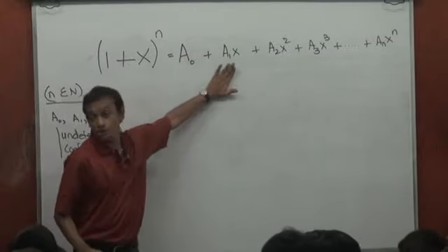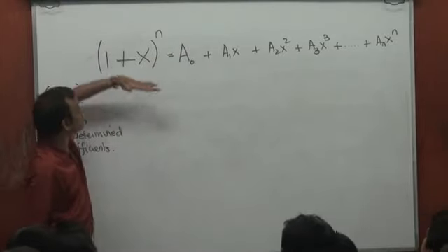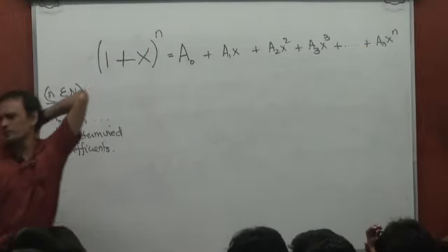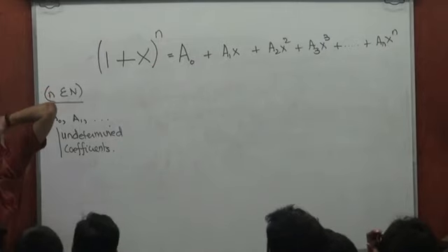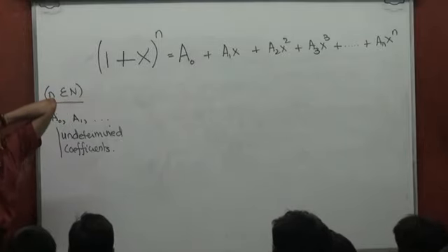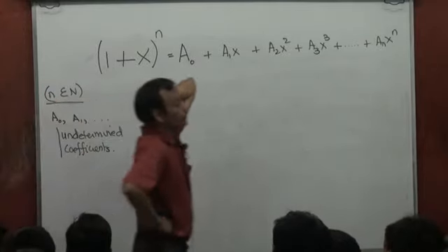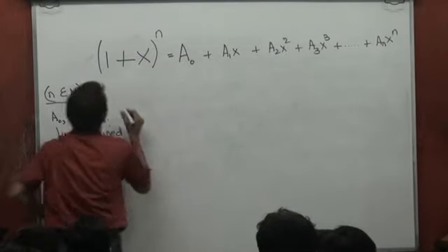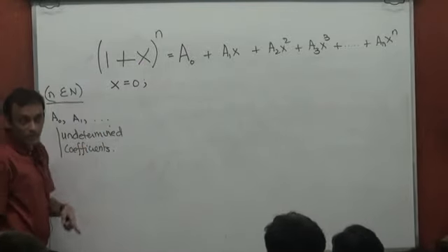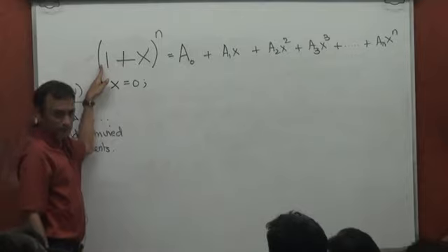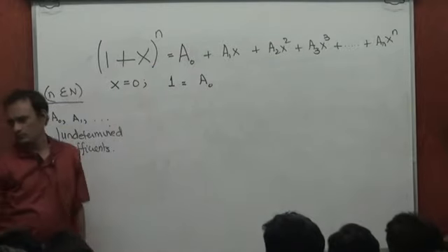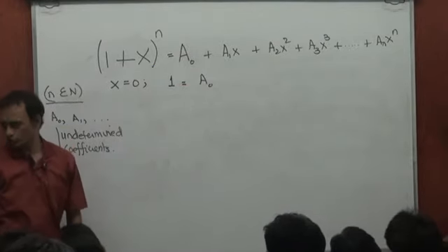And this equal to this is not an equation, it's an identity. That means equal to this for all values of x. So once we know that this would be true for all values of x, we must be able to exploit this condition to find the values of a0, a1, a2, a3, an, etc. Now put x equal to 0 on both sides. The left hand side becomes 1. The right hand side is simply a0. So a0 is 1.